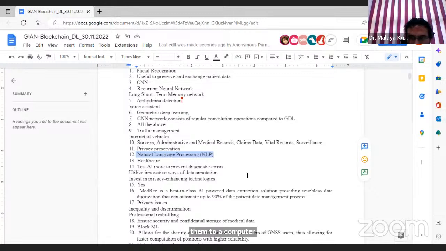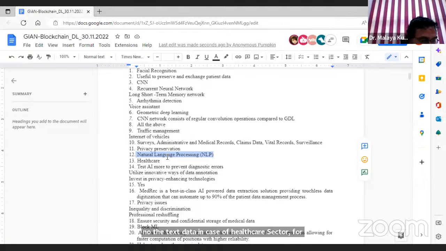Next question, give an example where blockchain and NLP are used. Yes, I have already given this answer. In case of medical data, we have different forms of data, that is text. So NLP can use the text data in the healthcare sector for efficient management so that a computer is able to understand it, and by analyzing this data we can take a decision about diseases, and the automatic system can suggest different drugs. So this is popularly used in healthcare systems.